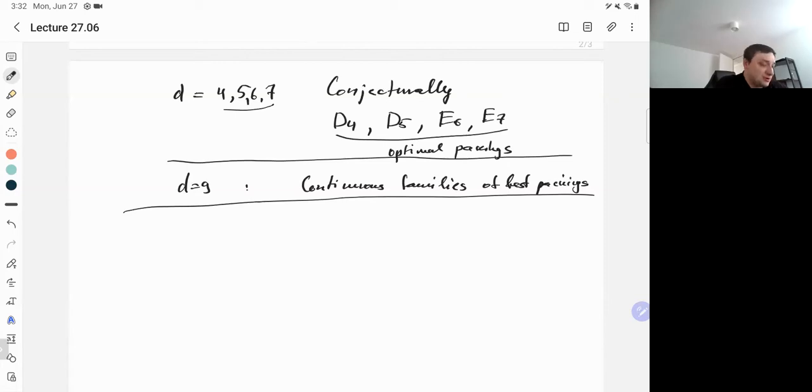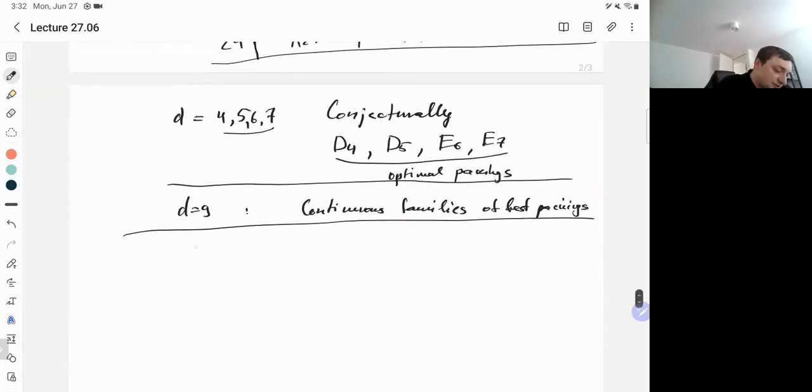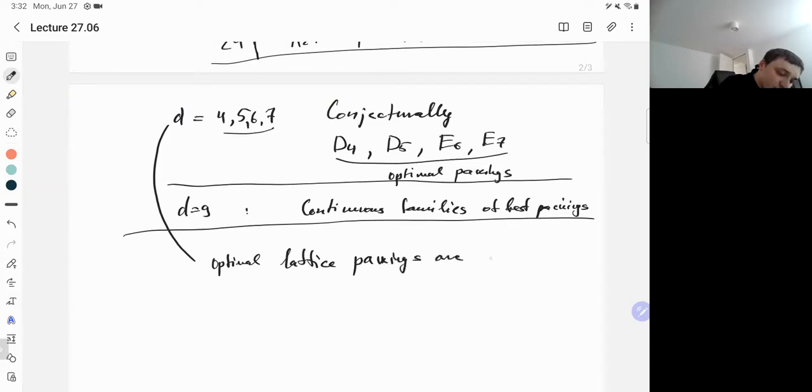So going back, maybe I should say, optimal lattice packings are known, which is due to the work of Korkin and Zolotarev. This is dimensions 4 and 5, and dimensions 6 and 7. Well, also dimension 8. So this is due to Blichfeldt.